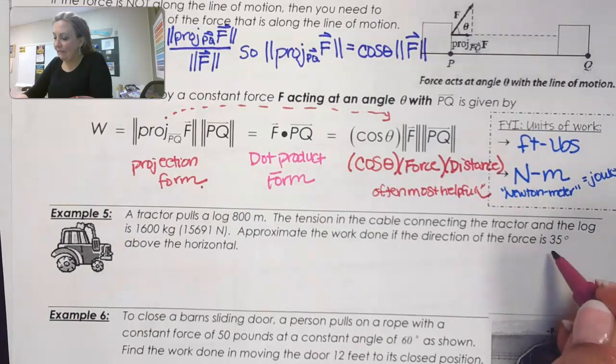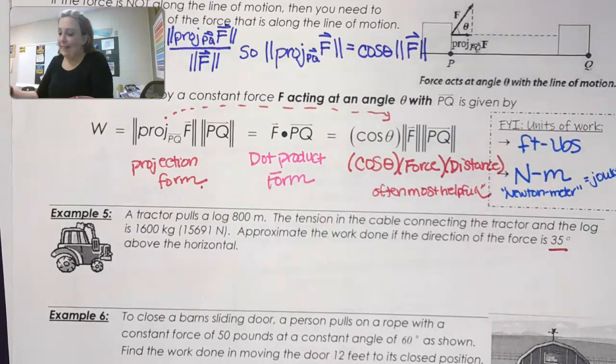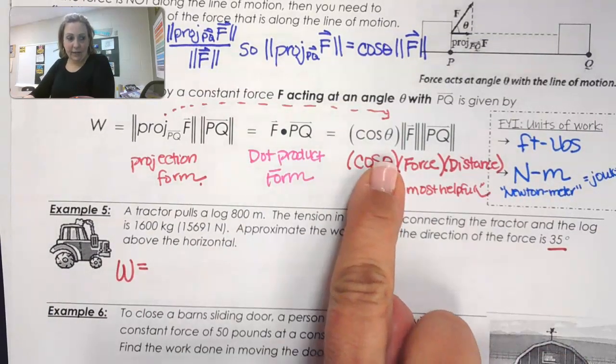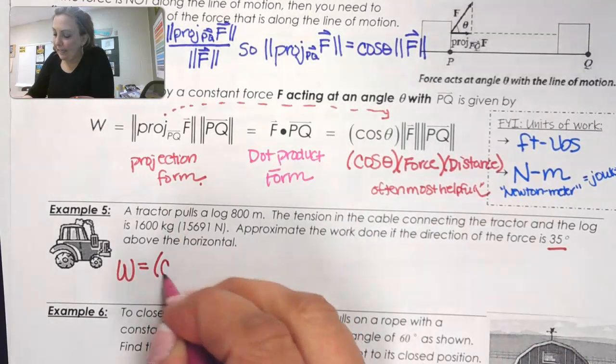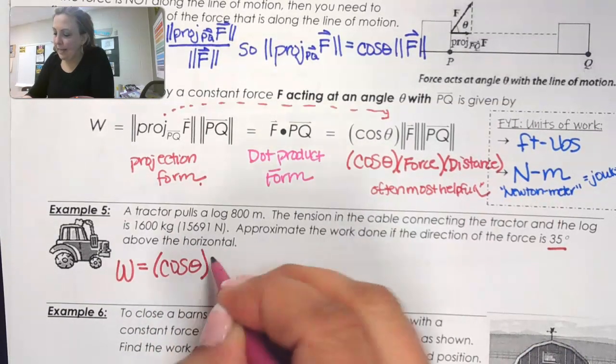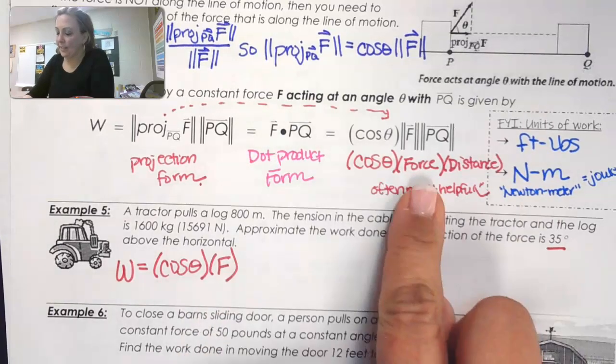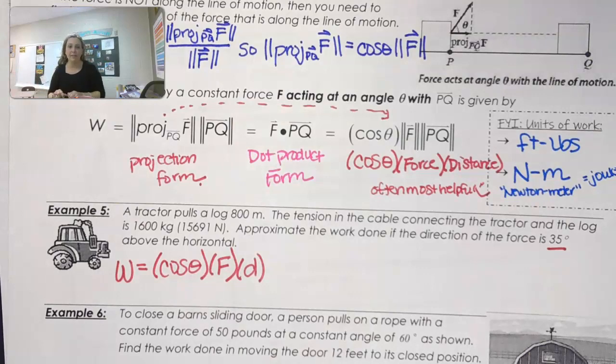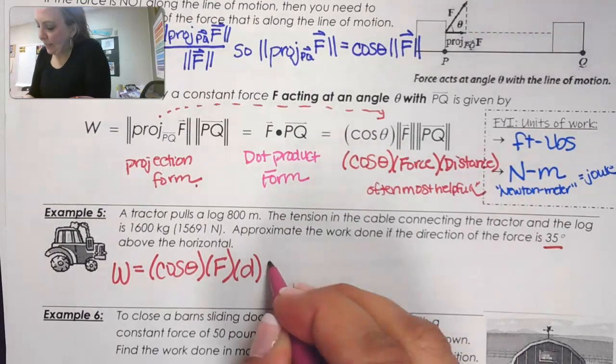Well, do you see that they give us an angle measurement? That means that the most helpful work formula is going to be this one right here. We're going to take the cosine of theta times the force times the distance. And all that information is there. So let's take a look.